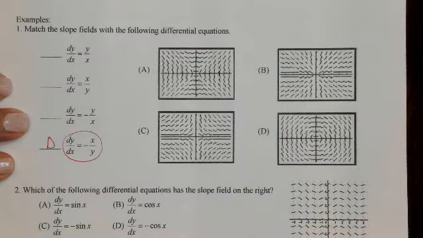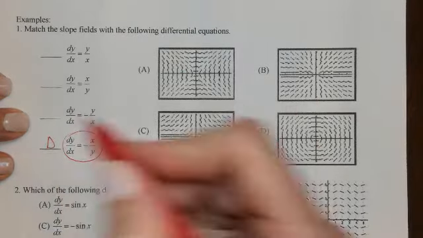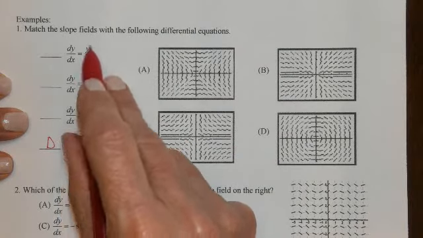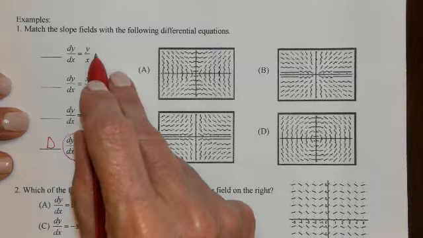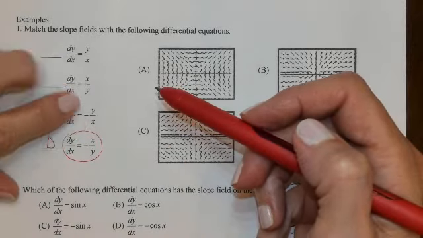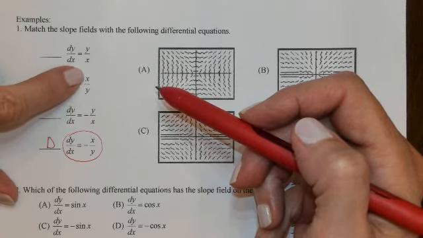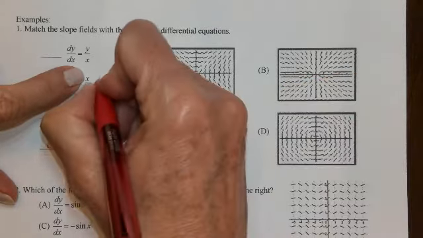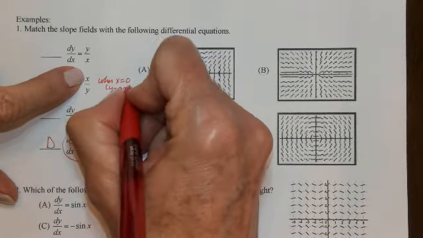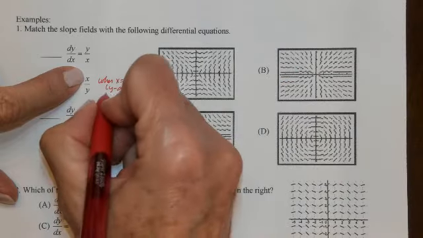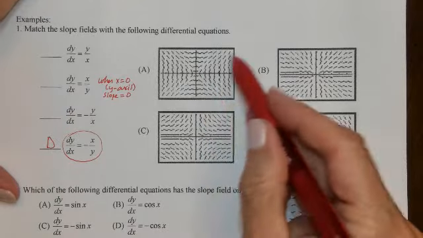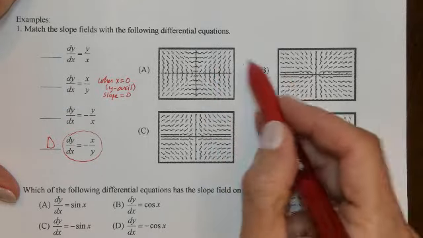Here's what I would do. You can do these different ways. I like to look at where the slope is 0 or undefined, right? So both of these have an x in the bottom, don't they? This one has a y in the bottom and x on top. So when x equals 0, that's the y-axis. When x equals 0, the slope should be 0. So which of these remaining 3, when x equals 0, the slope is 0?